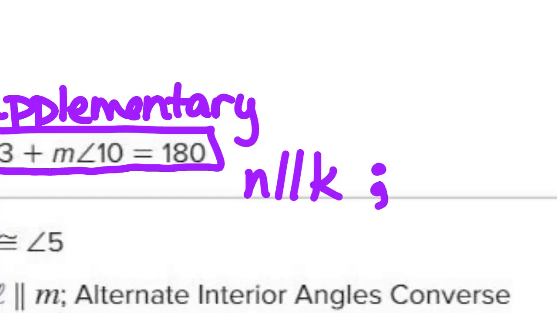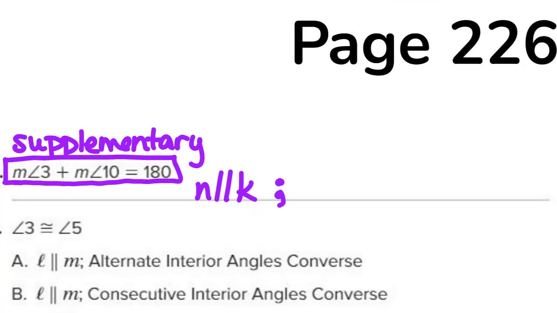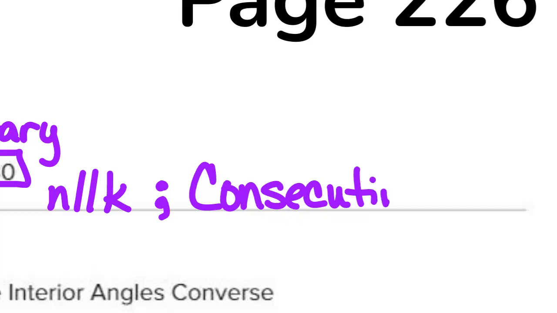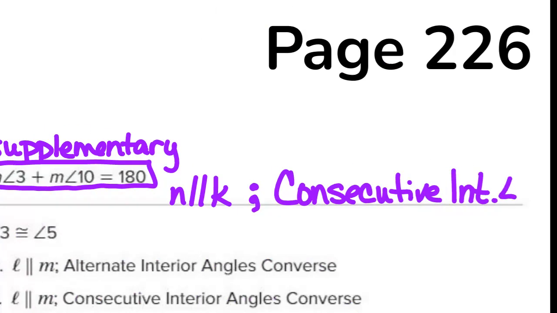Now we need to think about why that is. What would we call this angle pair? Same side or opposite sides of the transversal? Same, they're both on the right. Are they interior, exterior, or one of each? Interior angles. So what do we call that then? Consecutive interior angles. So we can say the lines are parallel because of the consecutive interior angles converse.